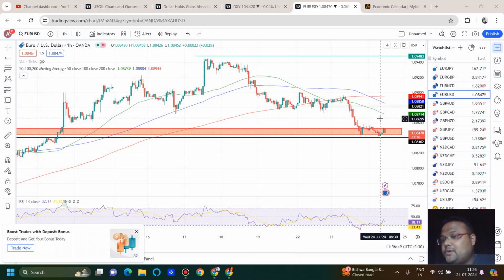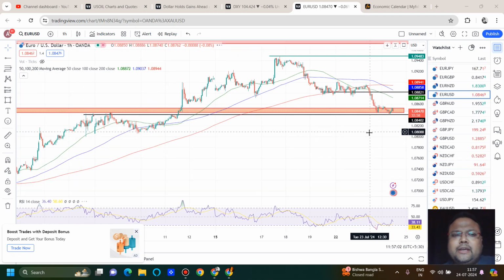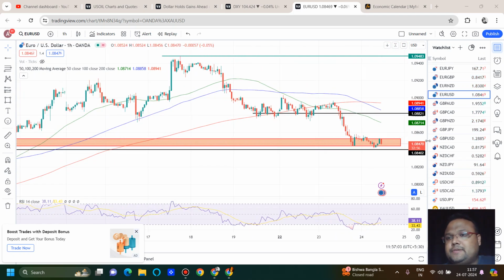After the news, we will have to see where EUR/USD or DXY settles. If DXY settles comfortably above 104.60, then yes, pressure will remain on EUR/USD and you can hold your sell positions.